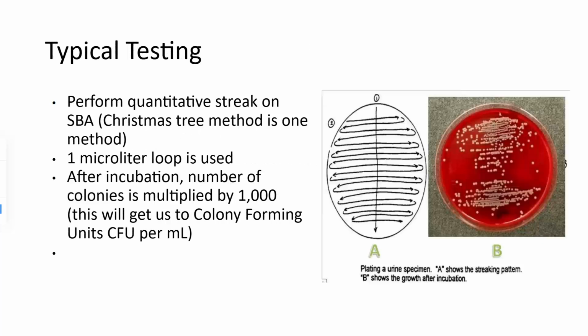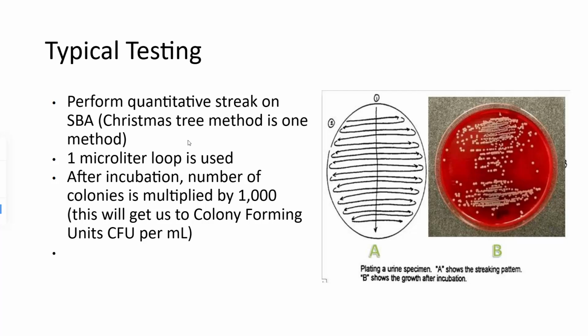So typical testing, perform a quantitative streak on SBA. The Christmas tree method is one method of doing this. There's also some automated analyzers now that will quantitatively streak a certain amount of the sample on the plate. But the Christmas tree streak is what I learned. So you would put a streak straight down the center, and then you would kind of go back and forth until you streak it for isolation.